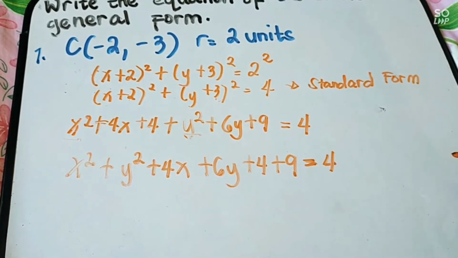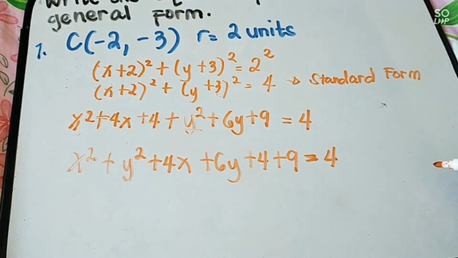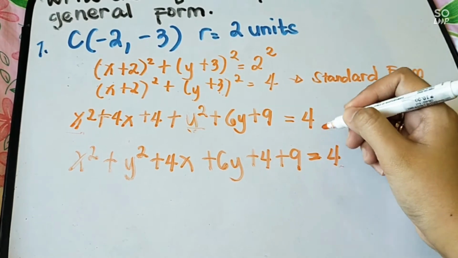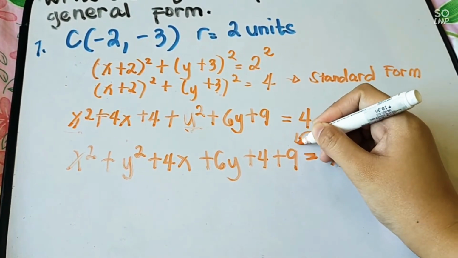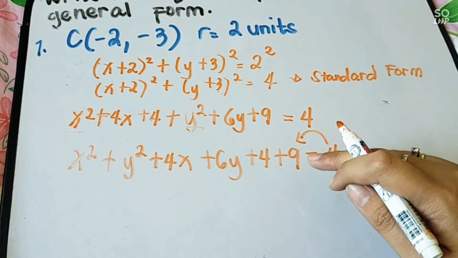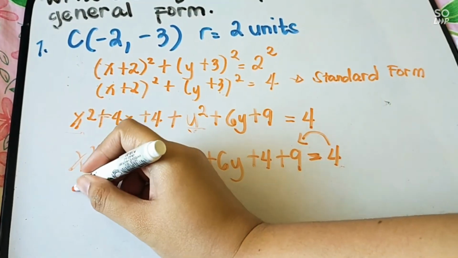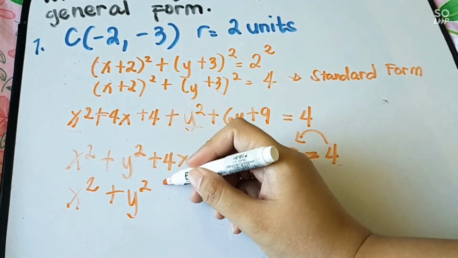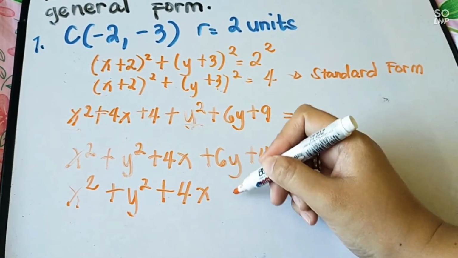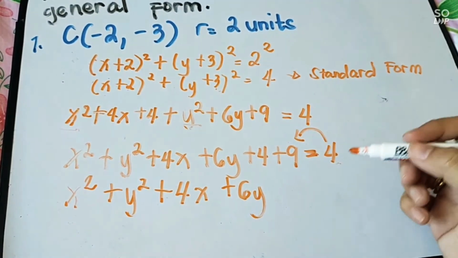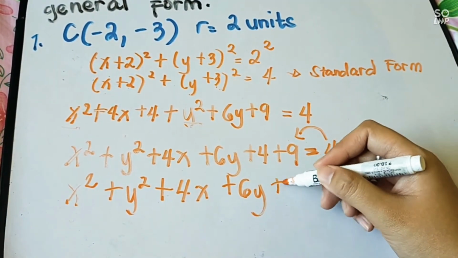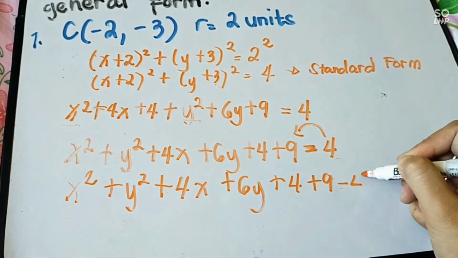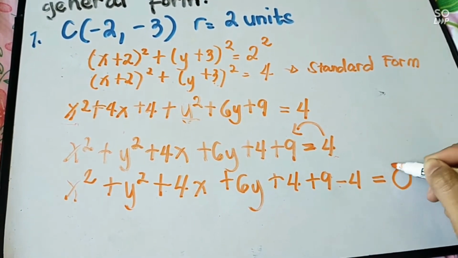Then, afterwards, combine natin yung like terms. Since ito ay constant din, kailangan daw maging 0 to eh. So, magta-transpose natin yung 4 sa kabilang side. Si positive magiging negative. So, rewrite lang natin. We have x squared plus y squared plus 4x plus 6y, then plus 4 plus 9, then yung 4 magiging minus 4. Then equal na siya sa 0.